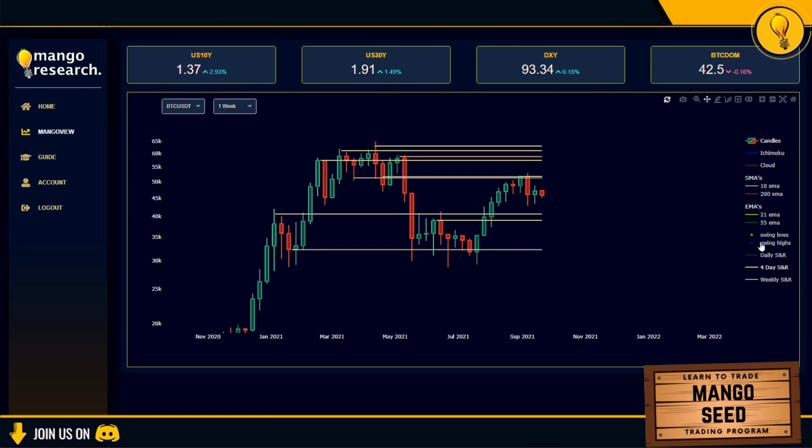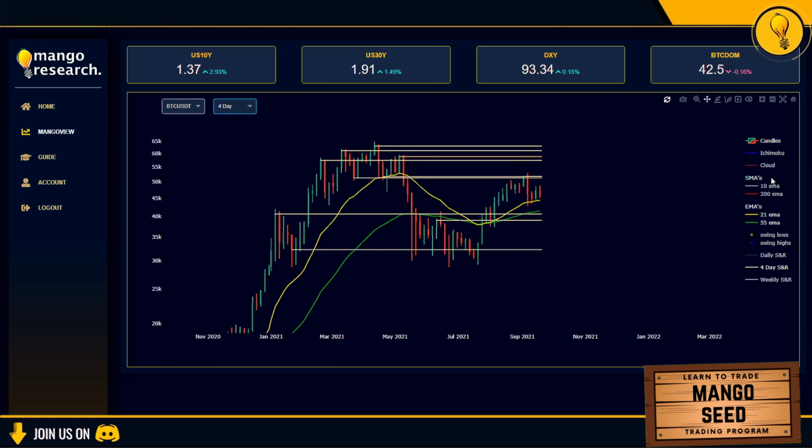for as long as we're living over that 21 EMA. Keep it very simple. Keep it Mango for yourselves. Now, along with the weekly time frame, there's one more Mango time frame that we're looking at, which is also accessible here on the dashboard, and that is the 4-day time frame. So there we have the 4-day time frame.